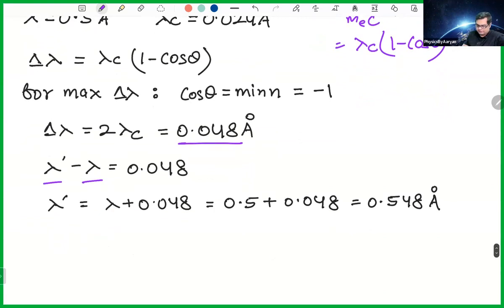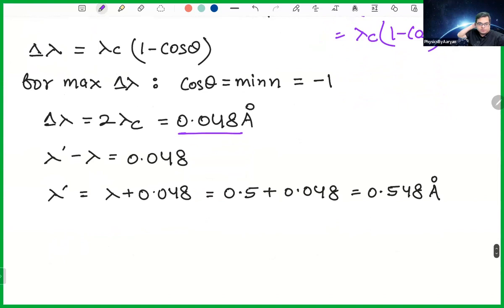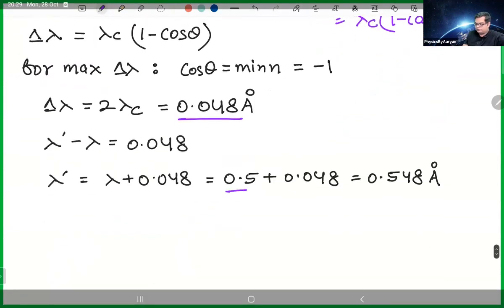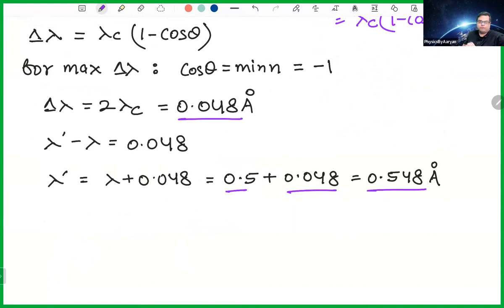And then lambda dash remains on one side. Lambda you can take on the other side. So you get lambda plus 0.048. What is the value of lambda? The value of lambda is 0.5. So 0.5 plus 0.048 gives you 0.548.